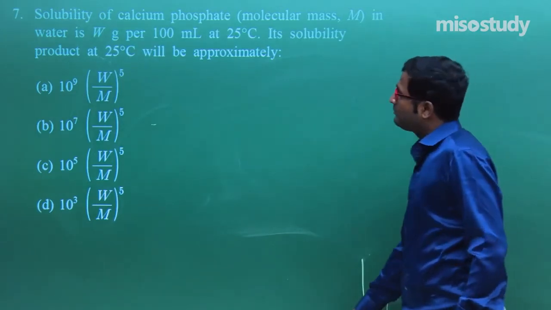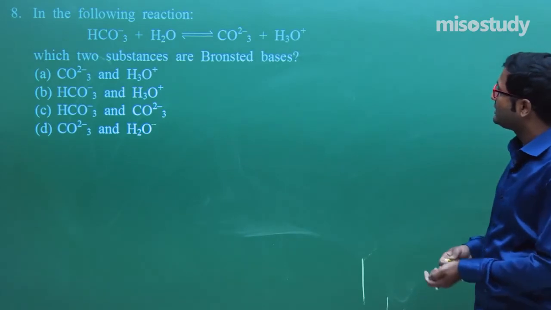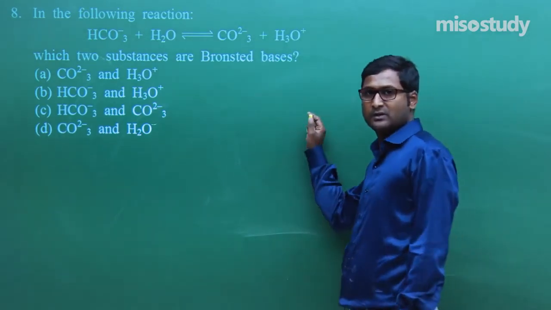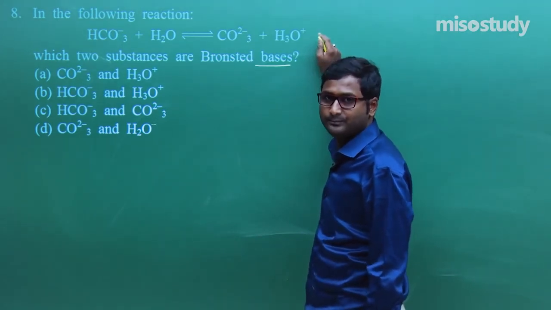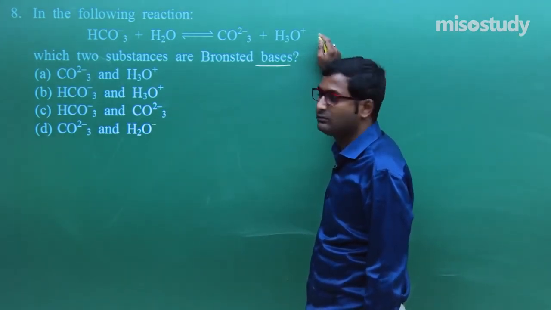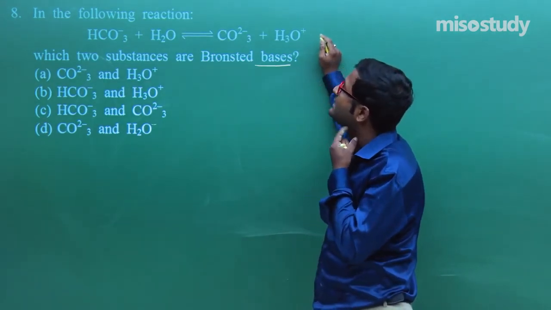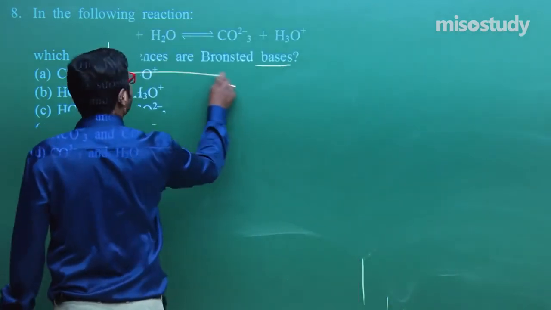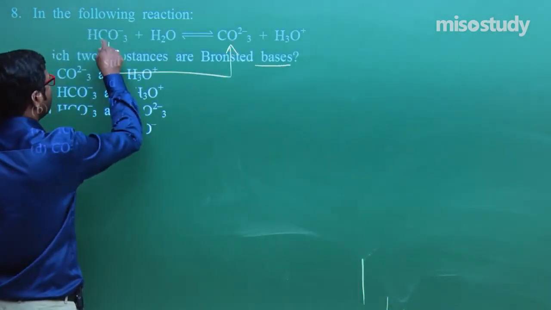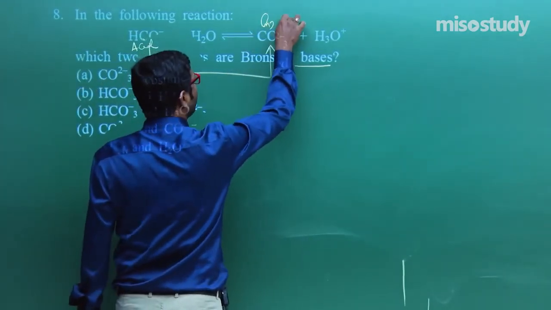The next part of the question is, which of the two substances are Bronsted bases? What are Bronsted bases? That is proton acceptor. Am I right or wrong? Sir, you are absolutely right. And what is Bronsted acid? That is proton donor. Now check it out. This converted to CO3. This one is acid. So this one is its conjugate base.